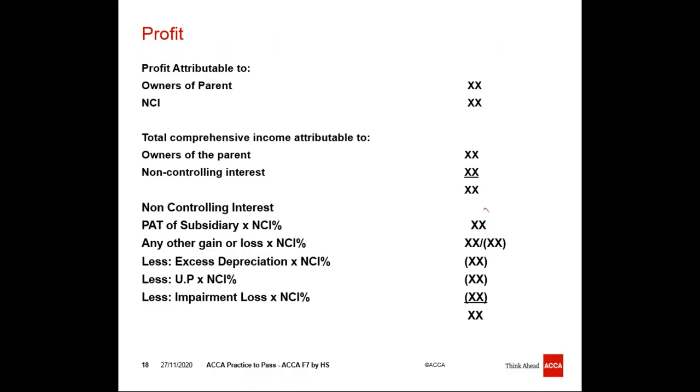You have to distribute the profit between the group and NCI, and this is the format that you will follow for the calculation of NCI. First, we take the profit of the subsidiary into NCI percentage, and any gains or losses of subsidiary will be proportionated to NCI as well.